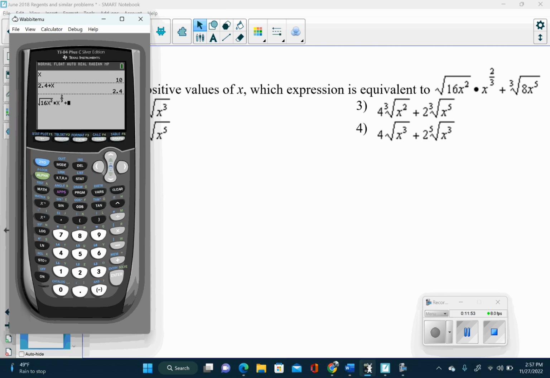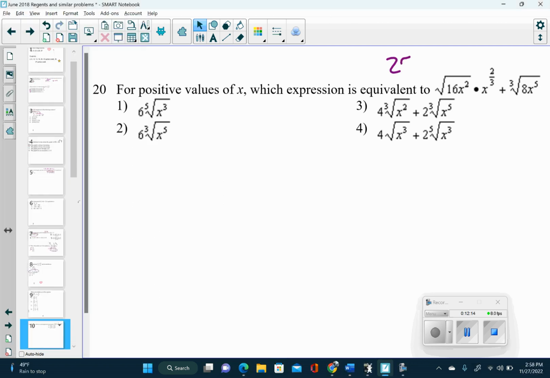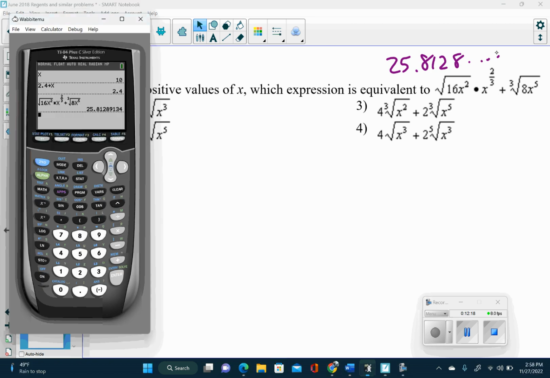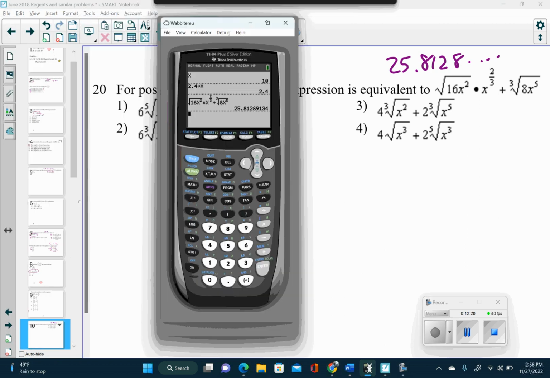So I have to hit the math button. Option number 4 or number 5. Number 4 is easier because it already has a cube there. And then I'm going to put 8x to the 5th. Okay, so this is my magic number, 25.8128 something. So now I'm going to take each of my answer choices and plug it in.